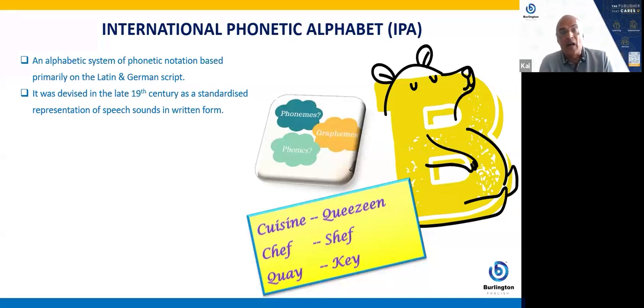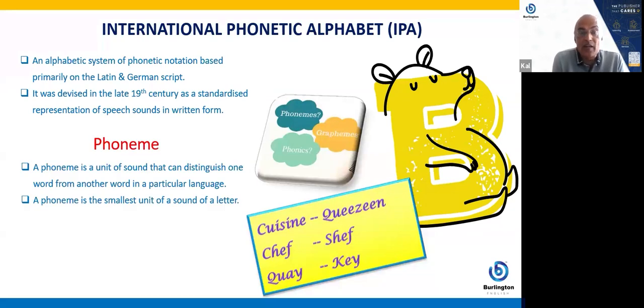So when we're looking at the IPA, there's a couple of terms that we need to be familiar with. The first one is a phoneme. If we're doing the definition of a phoneme, in its simplest form, it's just a unit of sound that will distinguish one word from another and one unit of that word from another in a particular language. So by and large, you can just say it's the smallest unit of sound of a letter. And parallel to that, we have something called a grapheme, which is the written version of the phoneme.